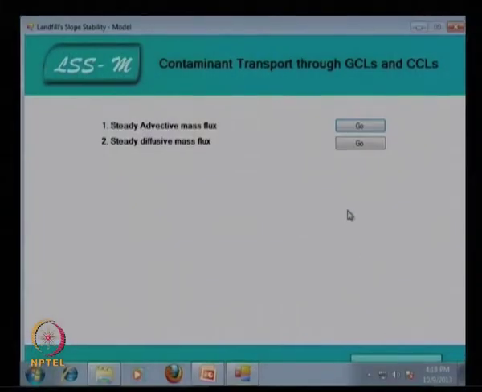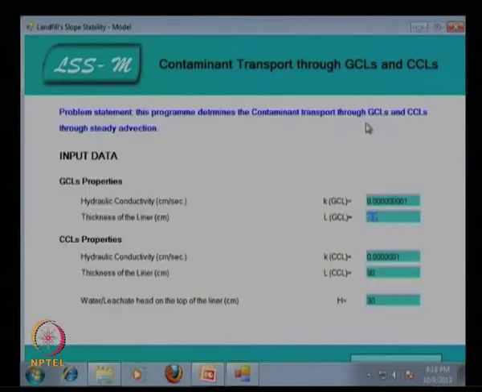So then contaminant transport of GCL: this is contaminant transport through the geosynthetic clay liner and compacted clay liner. This is steady advective mass flux.